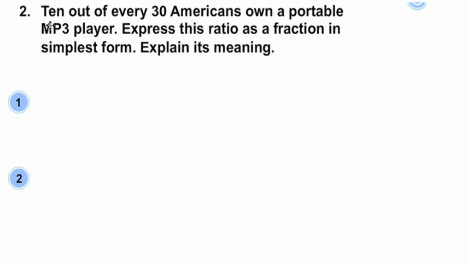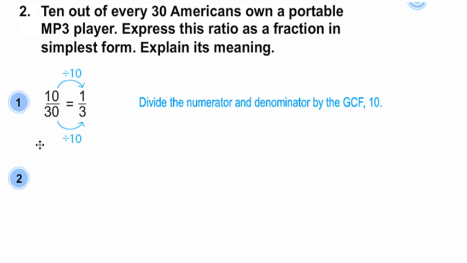Example 2, 10 out of every 30 Americans own a portable MP3 player. Express this ratio as a fraction in simplest form and then explain its meaning. All right, so we're going to set out 10 people out of 30. 10 who own, 30 is the total. So I'm going to have 10 over 30. I'm going to divide the numerator and denominator by 10 to get it into its simplest form. So I have 1/3. So what does that actually mean?